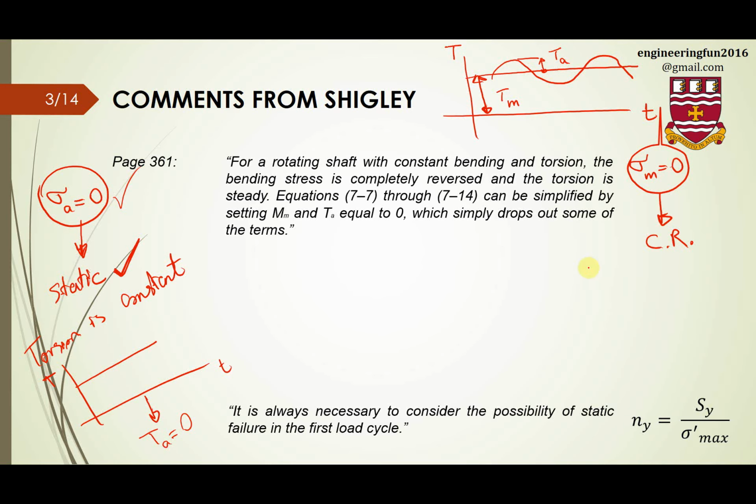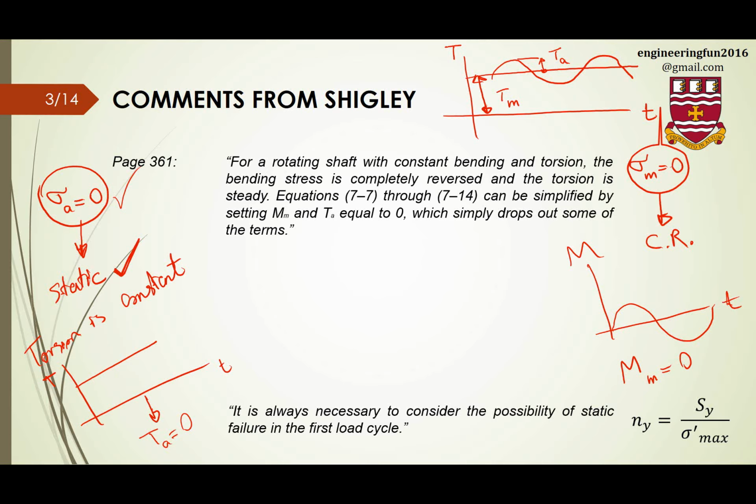And if I draw, for example, bending moment versus time, and I see this behavior which is completely reversed, that means the mid-range moment is 0. This is what these lines want to say. It wants to say that this one is 0 and TA is 0.